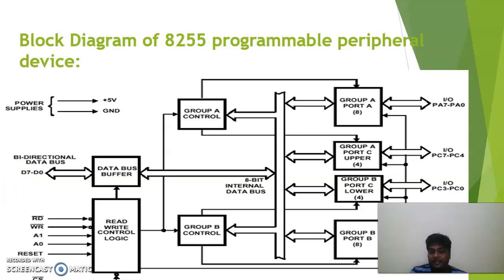A0 and A1 basically provide the port address. That means when A0 and A1 is equal to 00, then it will provide the address of port A. When it is 01, then it will provide the address of port B. When it is 10, then it will provide the address of port C. When it is 11, that means the control word information is transferred to the data bus. Okay, that means the control word information is stored in this data bus. That is the basic meaning of A0 and A1.